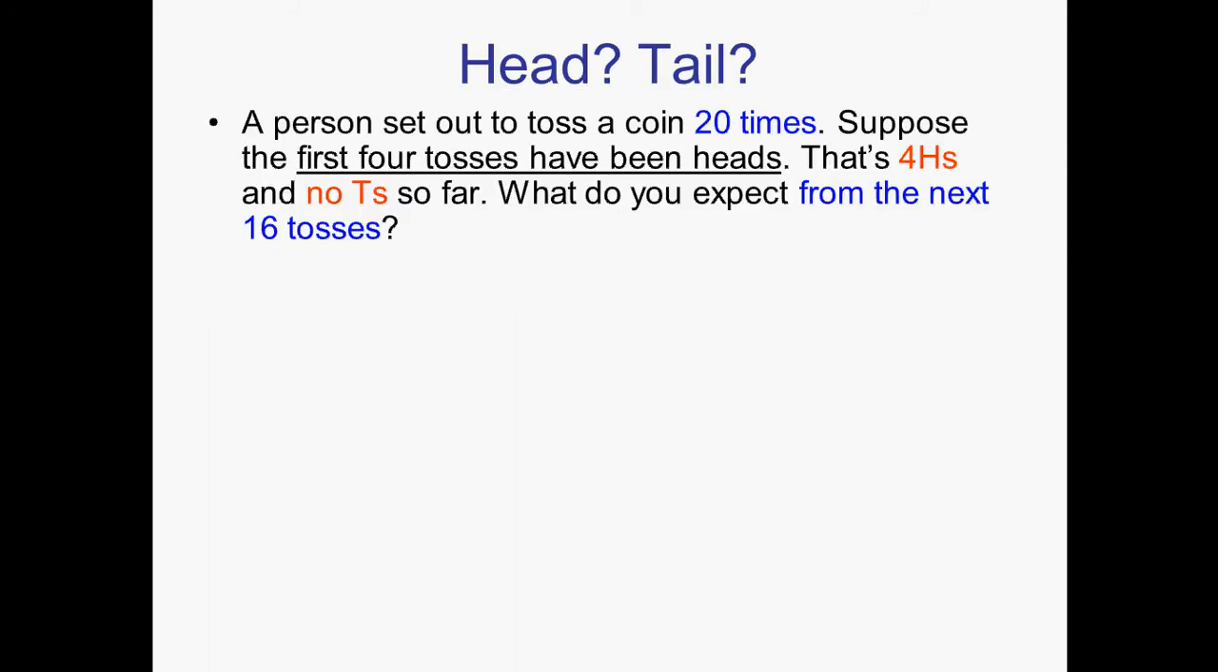Okay, next experiment. If you toss a coin 20 times, like some of you have already done in class, suppose the first 4 tosses have been heads. That's 4 heads and no tails so far. So what do you expect from the next 16 tosses?